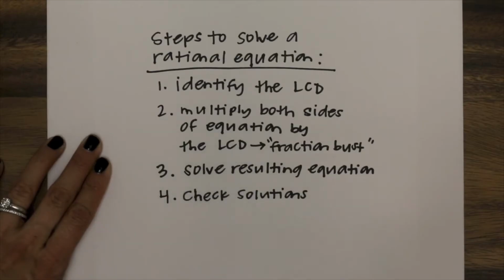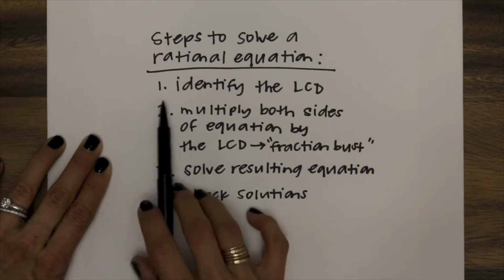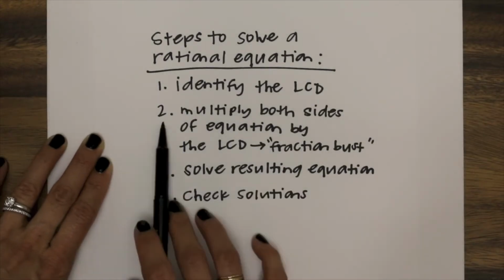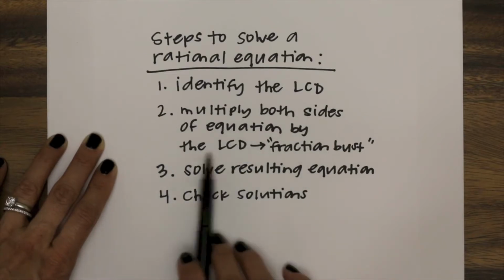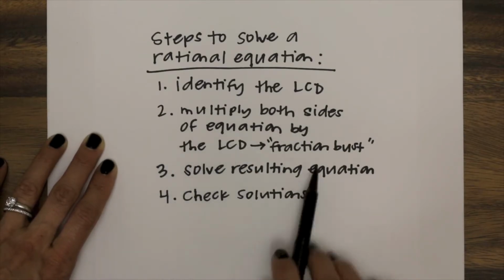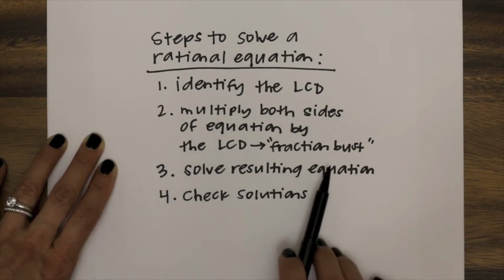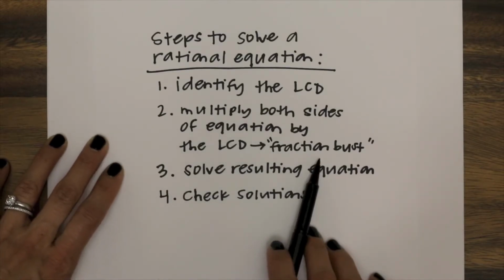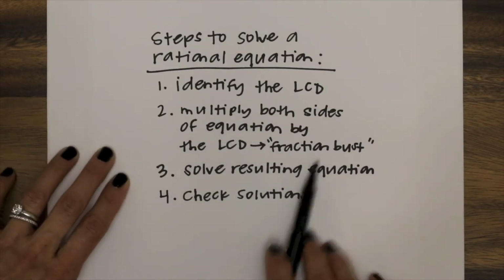We're going to look at steps to solve a rational equation. Step 1, you're going to identify the LCD, the least common denominator. Number 2, when you identify the LCD, you're going to multiply both sides of the equation by the LCD, and when you do so, I kind of like to think of it as fraction busting. If you do this properly, you'll be left with an equation that does not have fractions anymore.